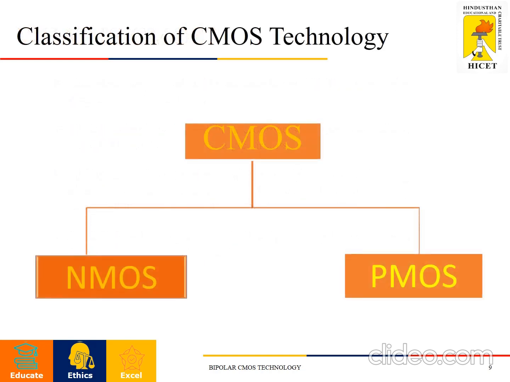Then the classification of the CMOS technology. CMOS is classified, according to the construction, as first NMOS, the second one is PMOS.